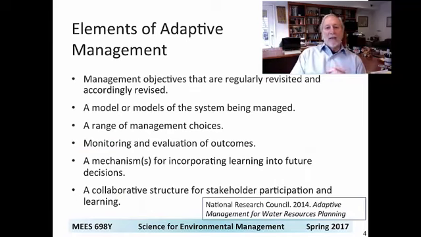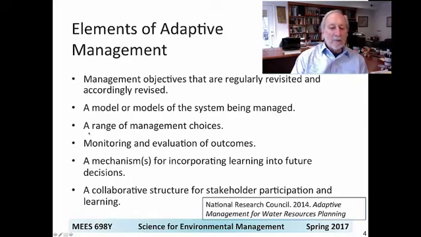So the elements of adaptive management: the objectives that we have in management are regularly revisited and revised. We don't just mindlessly pursue one objective if it's not achievable, or we need to find other ways to reach it. All of these approaches involve some model or models of how the system we are trying to manage will perform. We have, in the Chesapeake Bay example, a large set of models that help us understand, for example, if we reduce nutrients by this amount, this will be the effect on water quality or living resources.